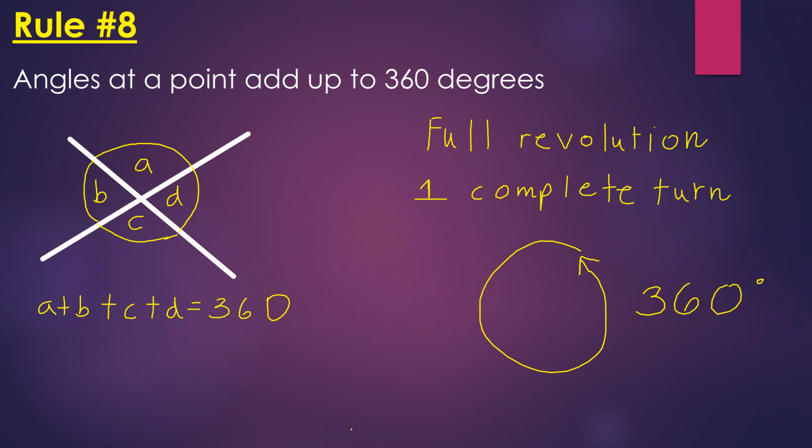All right. Taya, can you read rule number 8 for me, please? Rule 8: Angles at a point add up to 360 degrees. Good. Full revolution, one complete turn. It's a full circle round, and so it's going to be equal to 360 degrees.